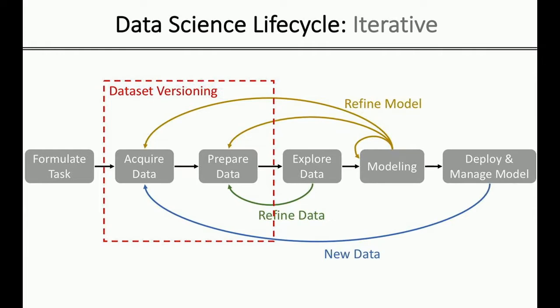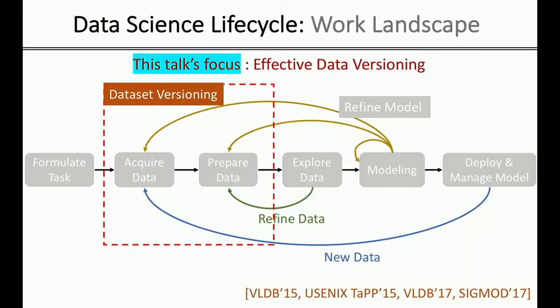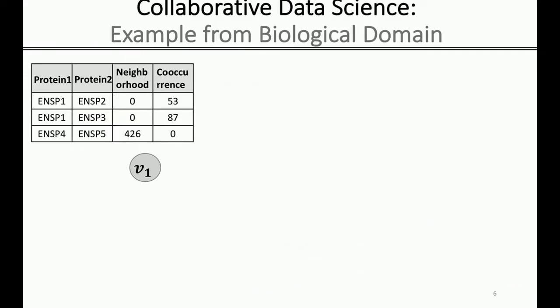So during my PhD study, I've been working towards making data science simpler and more efficient, spanning many different stages inside this data science lifecycle, like effective data versioning and automatic data extraction, interactive data exploration, modeling, and AutoML. I will not have time to cover each of these topics in detail, but in this talk, I will instead focus on effective data versioning.